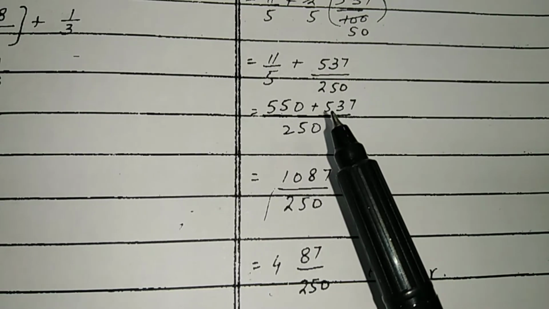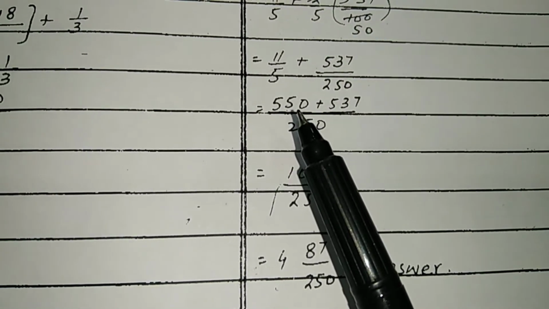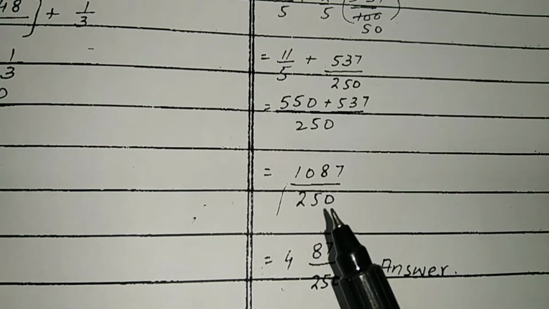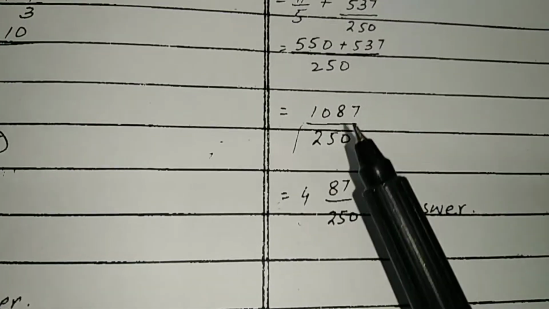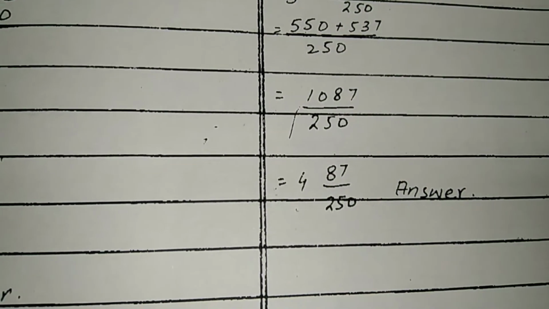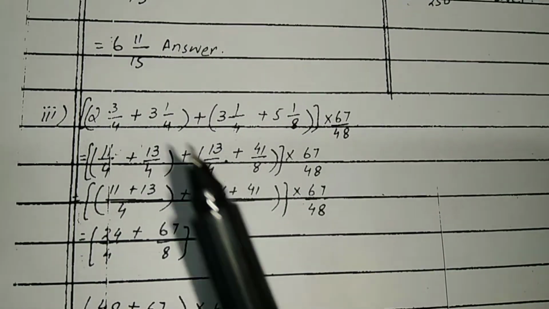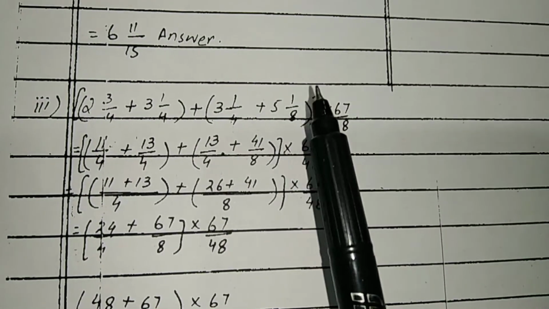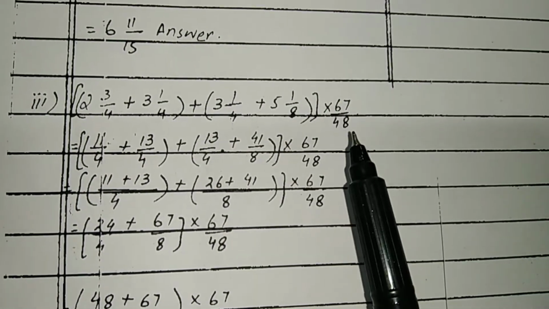537 times 1, 537. Now 537 plus 550 is equal to 1087 over 250. When you divide it you will get your mixed form, that is 4 87 over 250. Part number 3 is 2 3 over 4 plus 3 1 over 4 plus 3 1 over 4 plus 5 1 over 8 times 67 over 48.